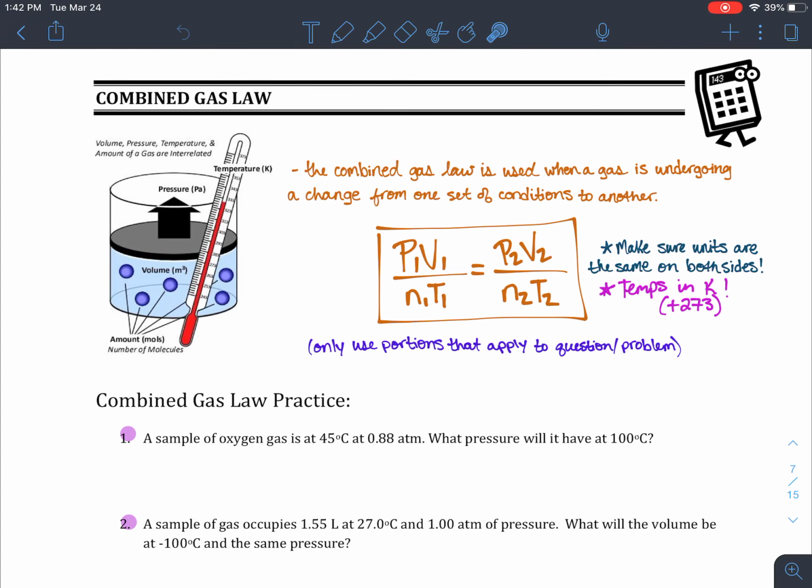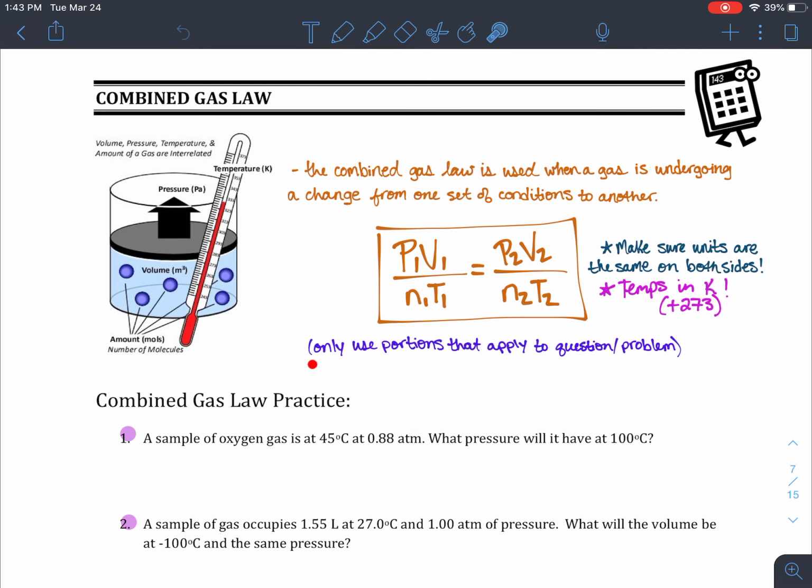The combined gas law is used when we're trying to predict what will happen if we change the set of conditions on a gas. So for instance, if we have a gas at a particular pressure and we increase the temperature from 10 degrees to 25 degrees, what will the new pressure be? Those are the types of situations where we would use the combined gas law.